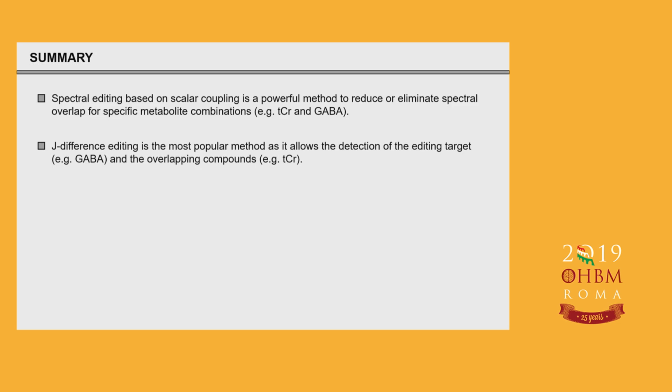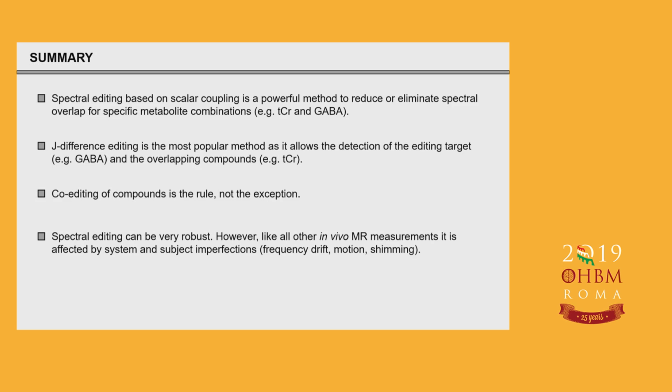So J-difference editing is very nice. Co-editing is absolutely the rule, and you need to be aware of it. For GABA, it is macromolecules. For other molecules, it will be other co-editing partners. And finally, you always have to be aware that you are working with in vivo systems. In vivo systems aren't perfectly stable. People do breathe, people do move. There is frequency drift of the magnet. Shimming is always an issue, so there's something you have to be very, very much aware of.